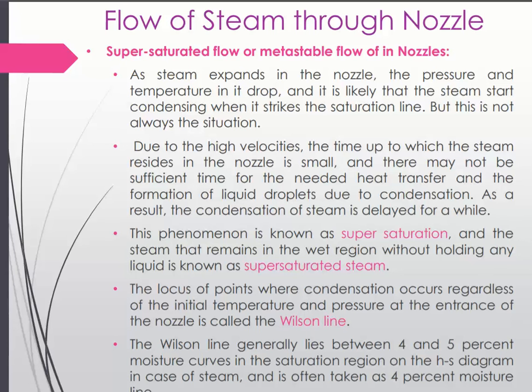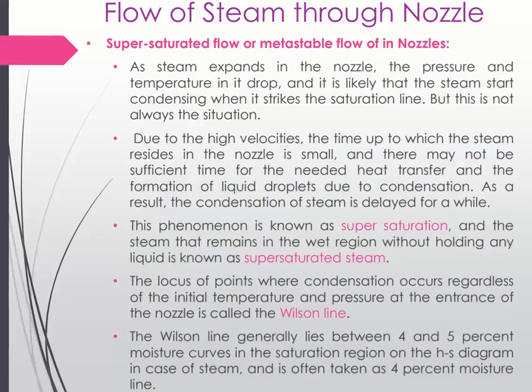The locus of the points where condensation occurs, regardless of the initial temperature and pressure at the entrance of the nozzle, is called the Wilson line. The Wilson line generally lies between the 4 and 5% moisture curves in the saturation region on the enthalpy-entropy diagram in the case of steam, and is taken as the 4% moisture line.